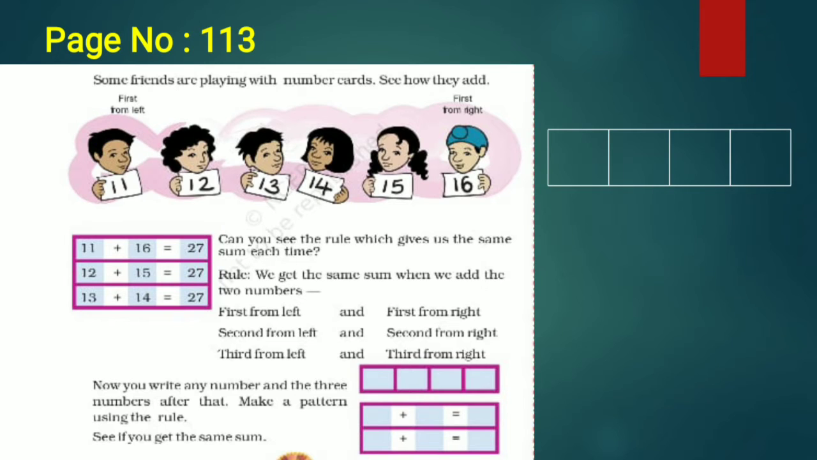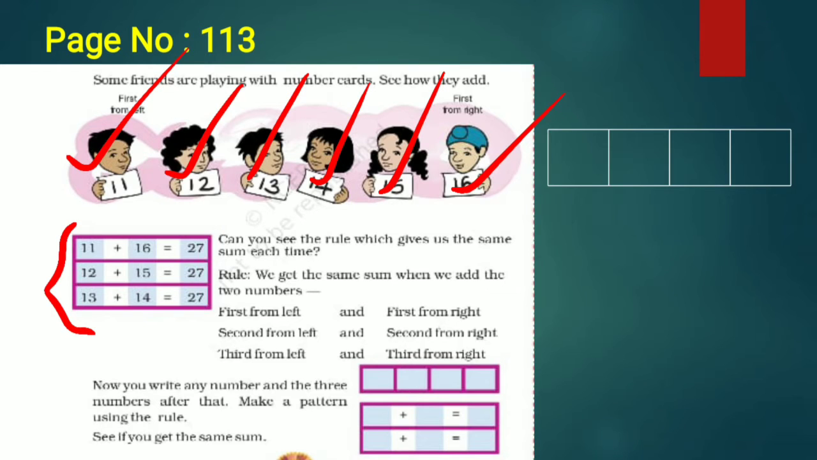For example, I will be showing you this one. The first from left is 11 and the first from right is 16. They have written here 11 plus 16 equal to 27. Same like that, second from left, second from right, third from left and third from right. They have done the same pattern here: 11, 12, 13, 16, 15, 14, and the answer is 27, 27, 27. The sum was the same.